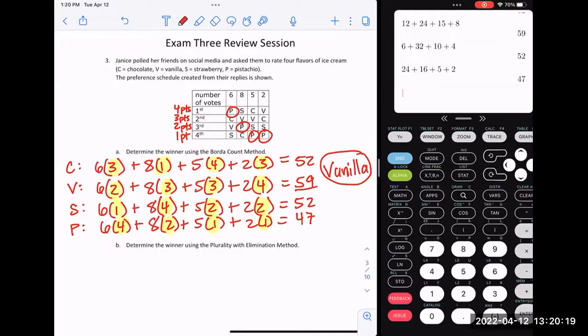Questions on this method, the Borda count method? All right, so we're going to do the same problem again. We're going to do this with a different method this time.